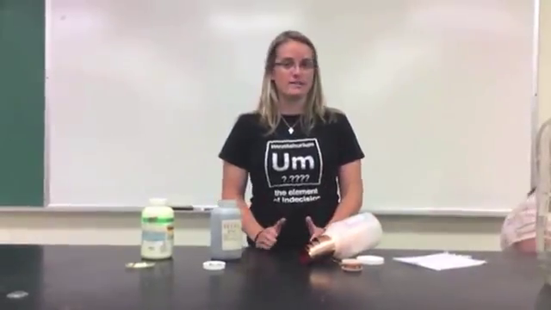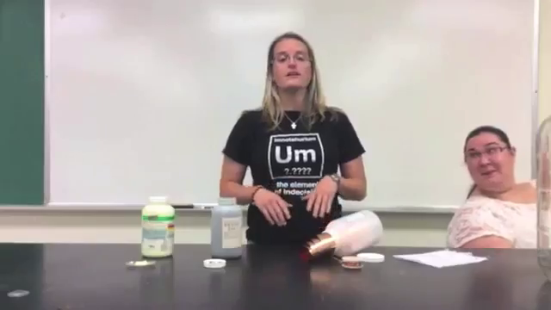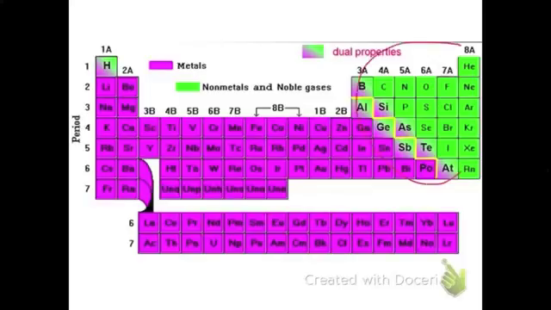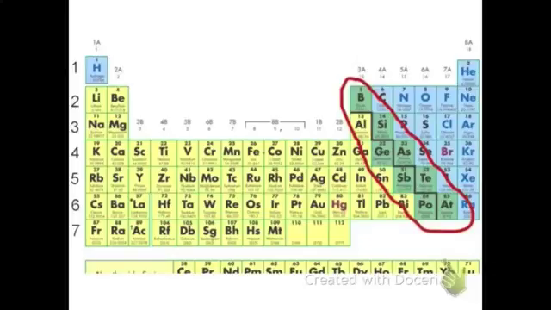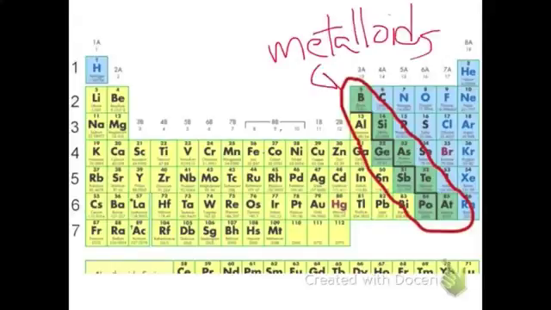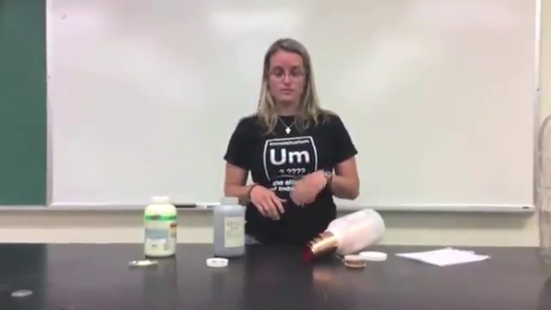Alright, so as we already know, our elements are divided into three major groups. We have our metals, nonmetals, and metalloids. And so we want to talk about the characteristics of those three groups and what they have.